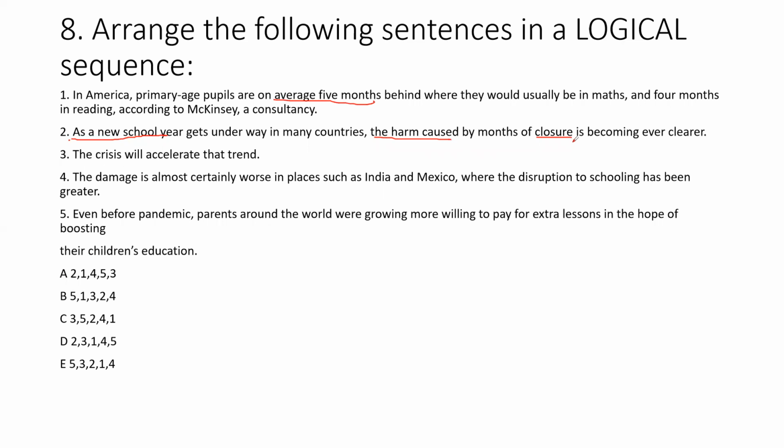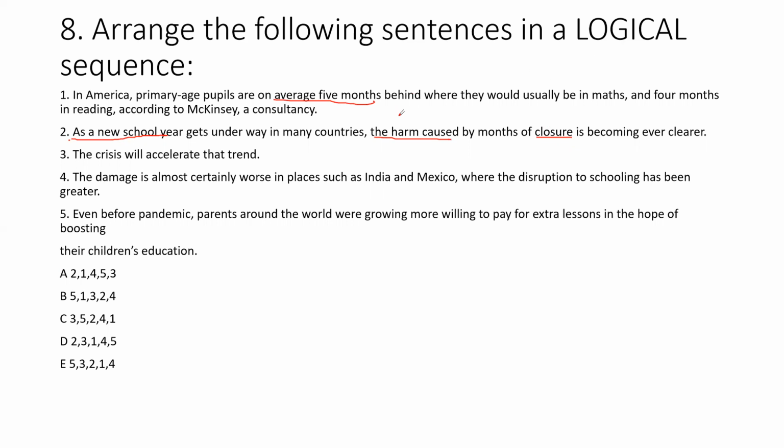Sentence 4, the damage is almost certainly worse in places like India and Mexico, where the disruption to schooling has been greater. Sentence 5, even before the pandemic, parents around the world were growing more willing to pay for extra lessons in hope of boosting their children's education. So we look at this. First of all, let's try to make the pairs.